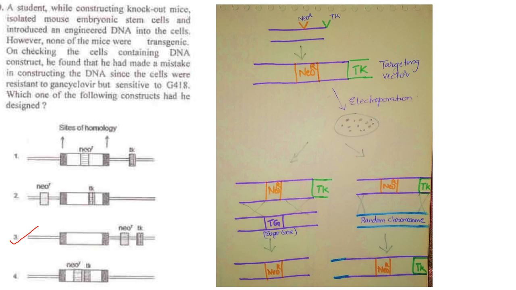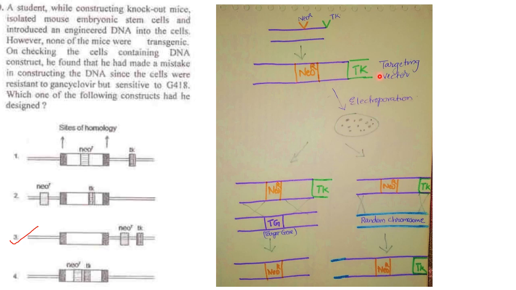So these are the steps which are involved in homologous recombination. So this is the targeting vector. Targeting vector, it has got a neomycin resistance gene and a TK. TK is the thymidine kinase gene, and the TK is present means it is ganciclovir sensitive gene. It is sensitive to ganciclovir.